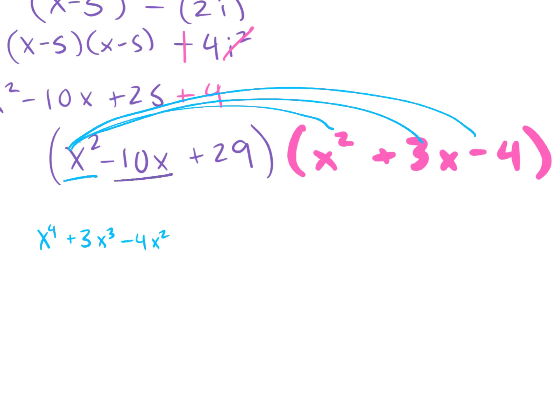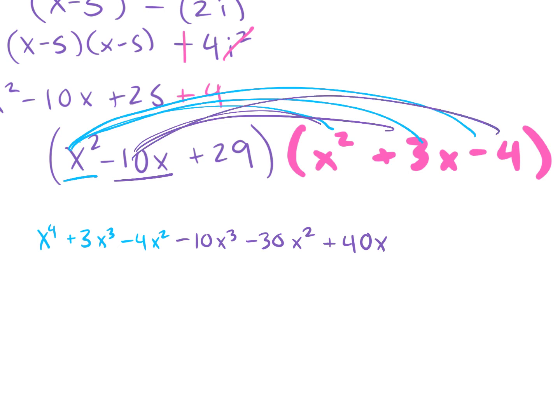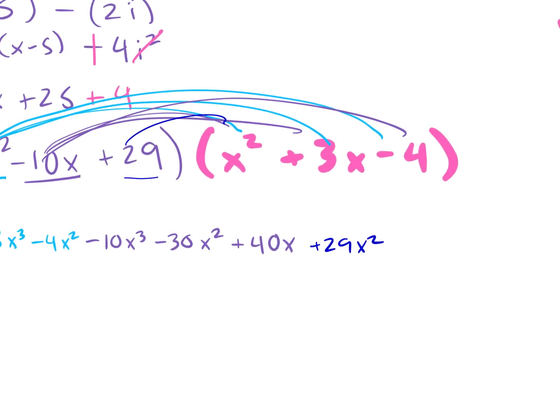Then I can move on to the negative 10x. So this would be negative 10x cubed minus 30x squared plus 40x. And then lastly, 29 times x squared would be 29x squared. 29 times 3 would be 87. Yes. 87x. And 29 times 4? 116. So minus 116. Then we combine our like terms.